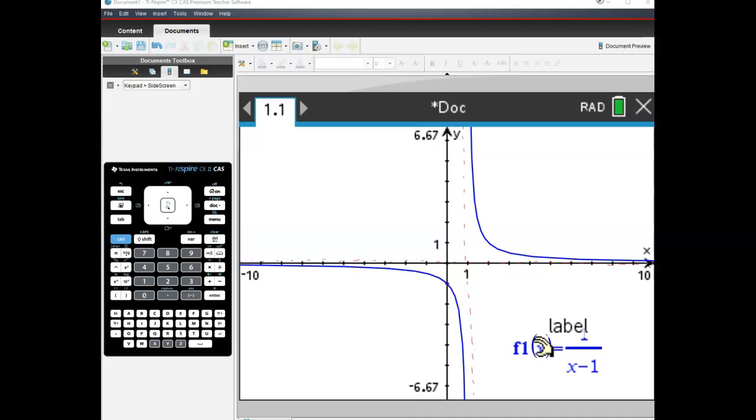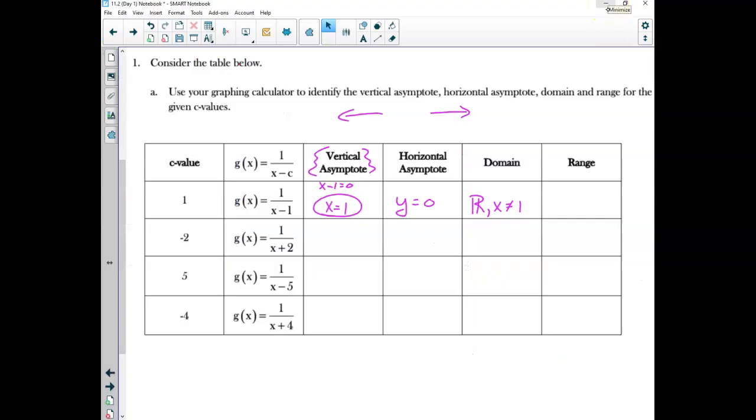And, uh-oh, what did I just do? I hit the wrong button. What I'm going to do is say my range here is all real numbers y except 0.